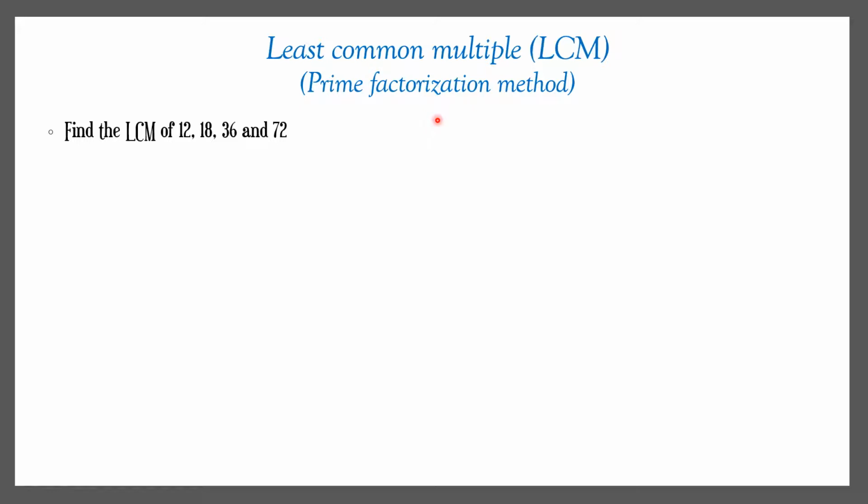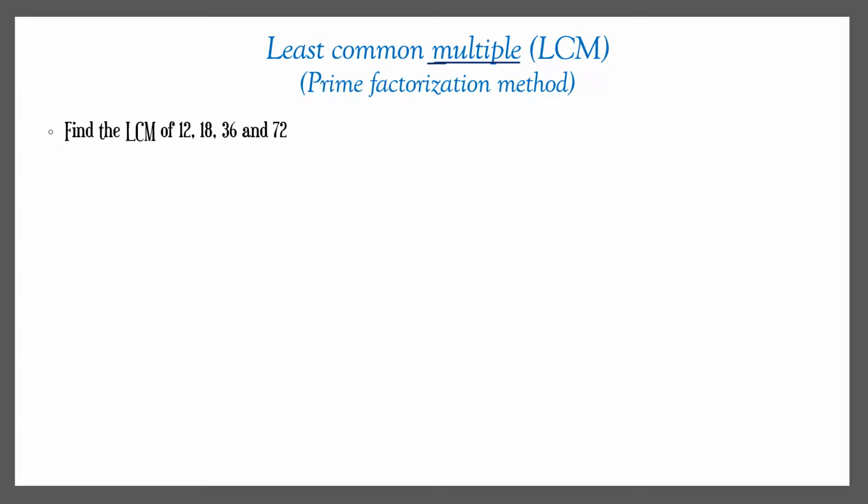Least common multiple using prime factorization method. Okay, now we have to find the least common multiple using prime factorization method. Okay, what is a multiple? Multiple means the numbers which can be divided by a given number completely.